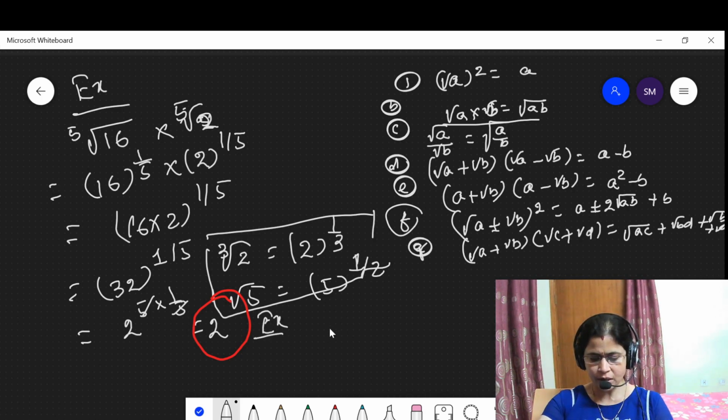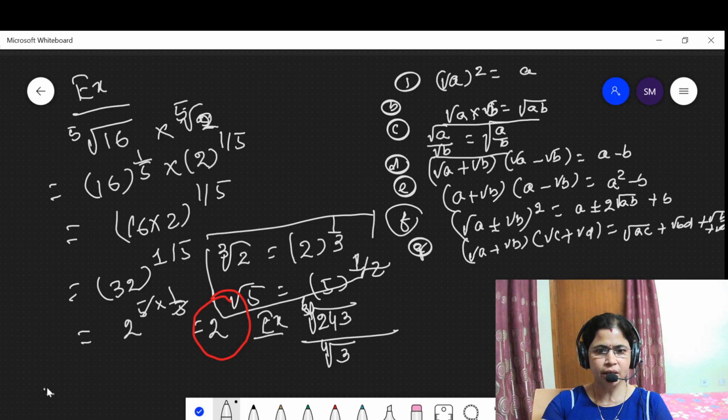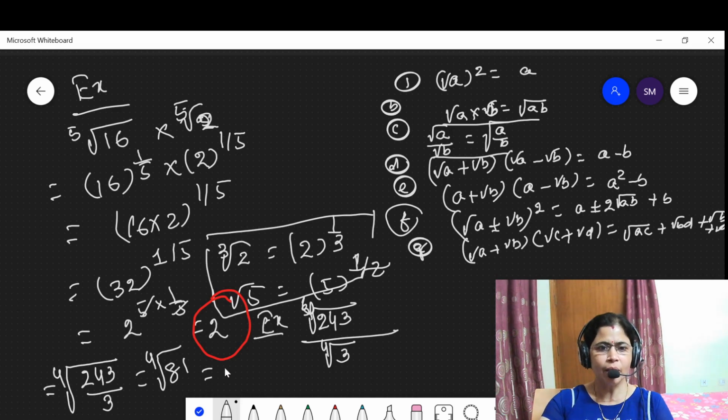Here another question says, find the fourth root of 243 upon the fourth root of 3. Then use these identities. In this way, you can write this in this form: the whole fourth root of 243 upon 3, which is equal to the fourth root of 81. 81 can be written as 3 to the power 4.